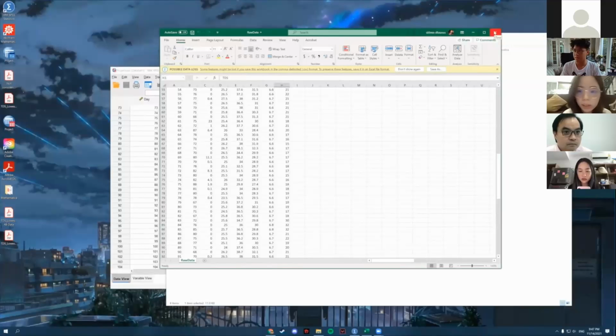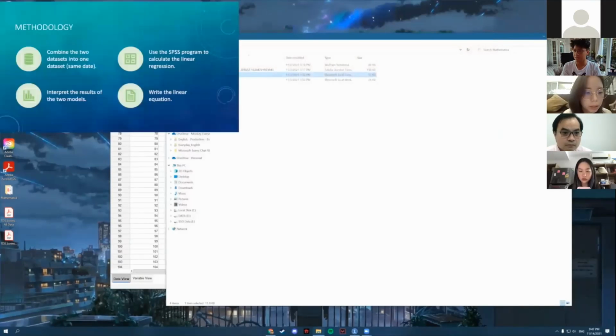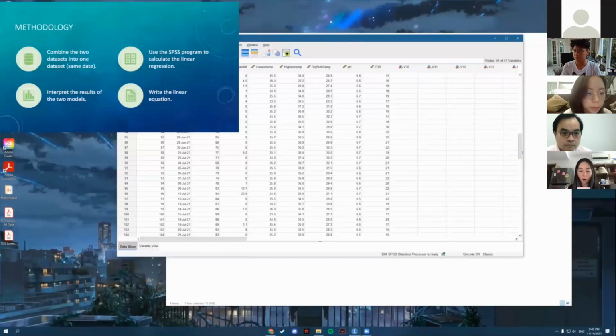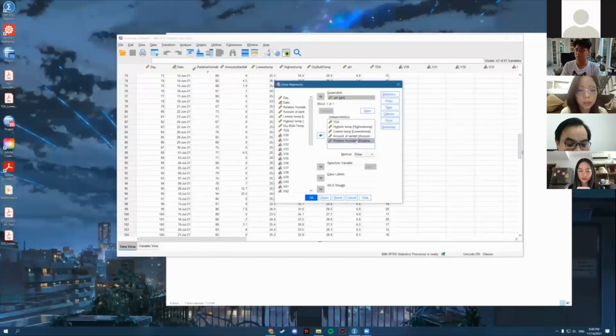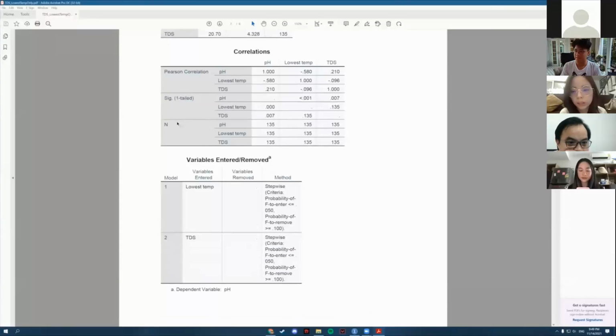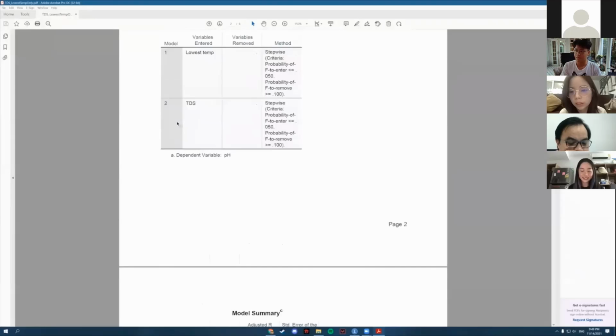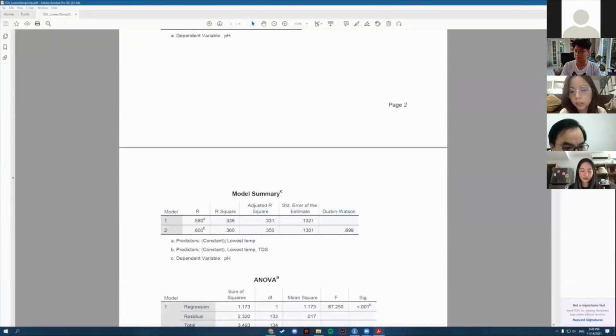After acquiring all the data sets, I input the data into the IBM SPSS Statistics program, using analyze, regression, and linear. So these are all 5 independent variables that we are going to take a look at. Here are the results. There are 2 models that are used. The first model is the lowest temp and TDS.